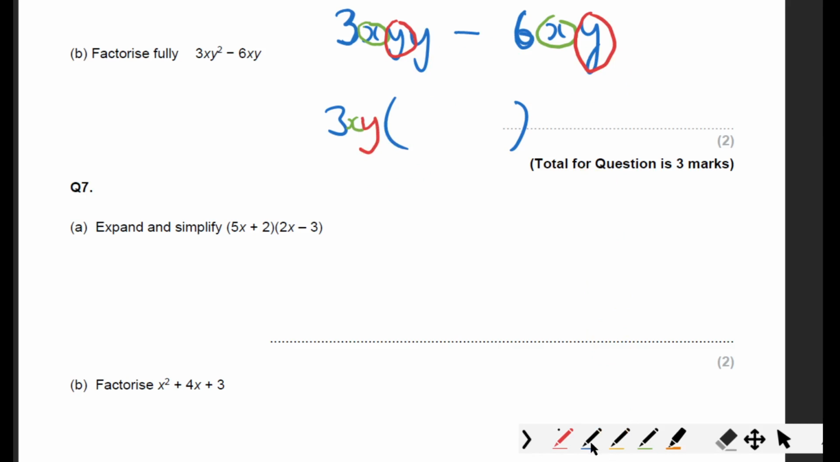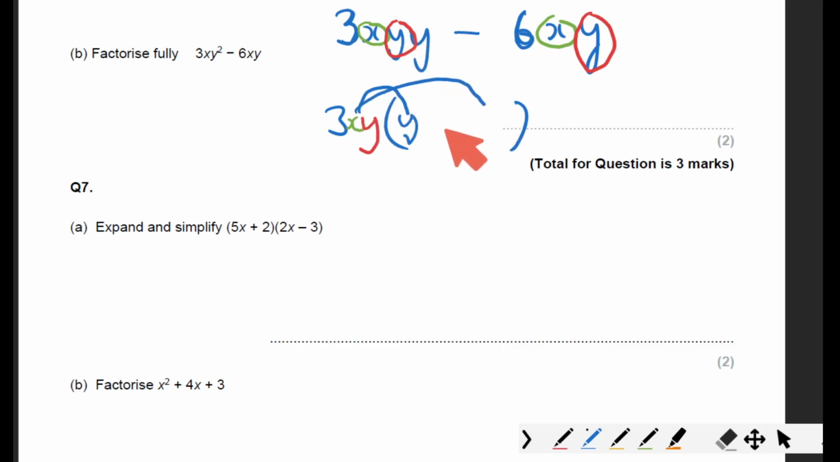So now to finish off our question, 3xy times something to give me 3xyy. Well, the only letter that I didn't circle is the y. There you go. Let's read it out. 3xyy. Look back at the question. 3xyy.